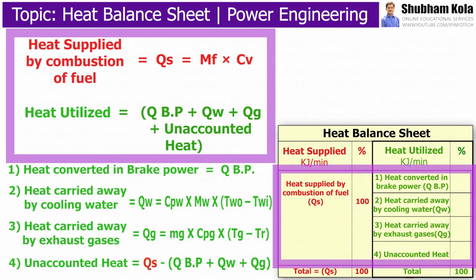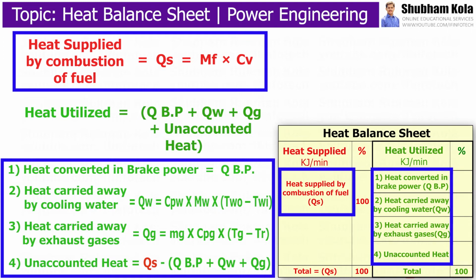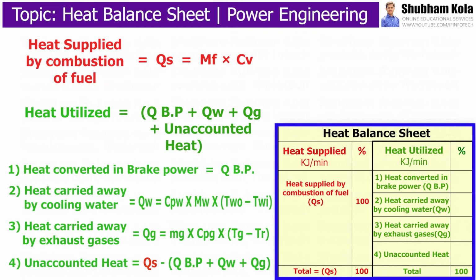Now we have the values of heat supplied and heat utilized by the engine. From these values, we have to prepare the balance sheet. The results of the different values of heat supplied and heat utilized are tabulated in a table, and this table is known as the heat balance sheet. This table also has a percentage representation of heat supplied and heat utilized.